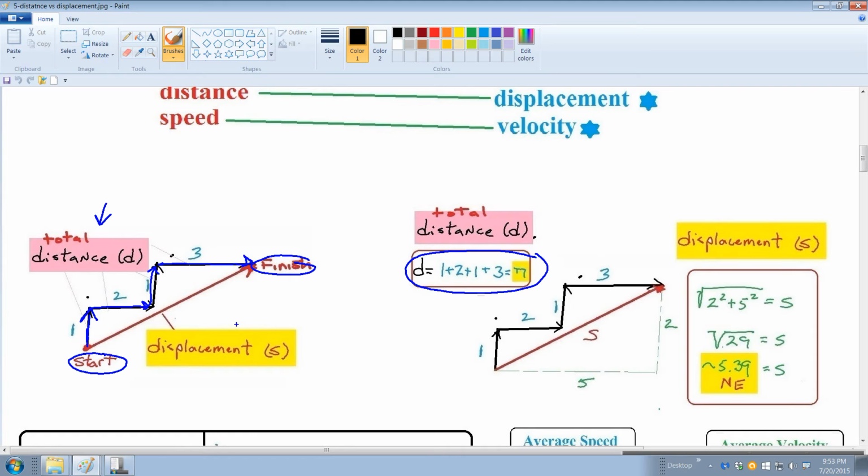The displacement is only the difference between the start and the finish in the shortest way possible, which is a straight line. So the shortest distance between these 2 points is a straight line, and if we calculate what that value is, we've got basically a Pythagorean theorem problem here, and we end up with 5.39 kilometers. Okay, so we've got distance and displacement, and we can see that they are actually different.